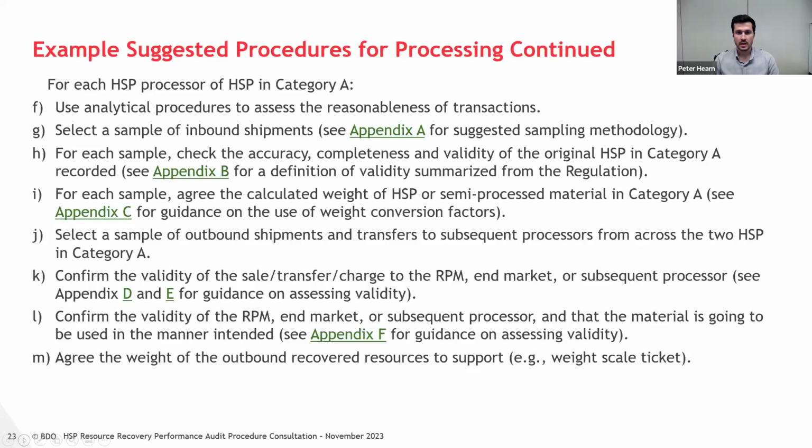Then for each HSP processor within that category, for the PRO or producer, we're suggesting that they would select samples of inbound shipments and then check the accuracy, completeness, and validity of those. Select samples of outbound shipments, same thing. It's the accuracy and validity of those transfers to RPMs and markets or subsequent processes, confirming that they're using the material in the manner that it is intended, and agreeing the weight of the outbound resources to any support that's available, for example, weigh scale tickets.